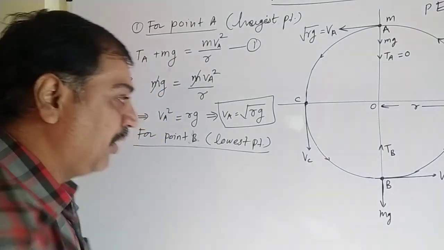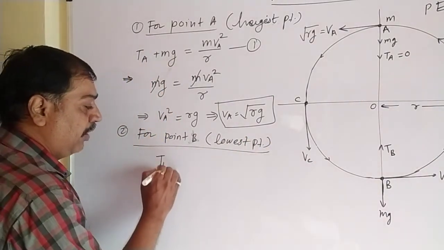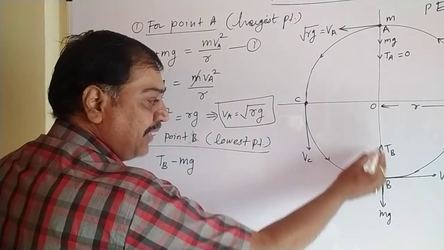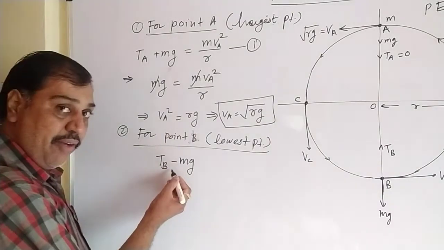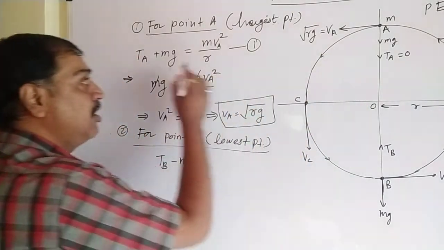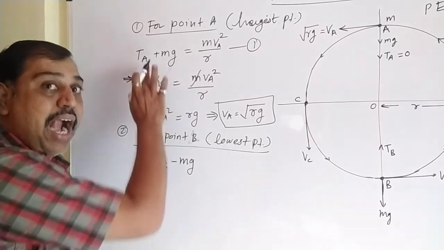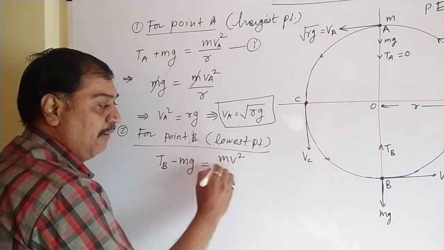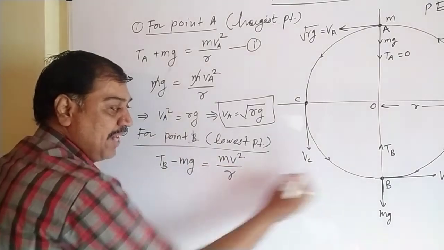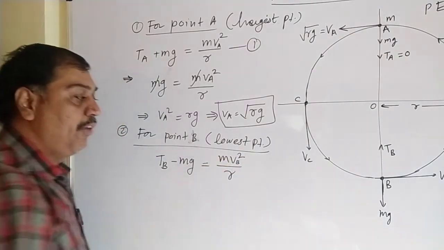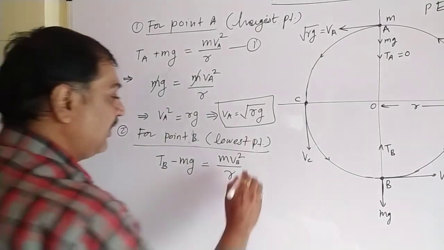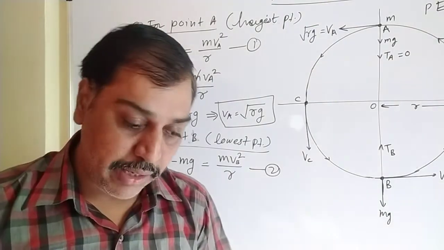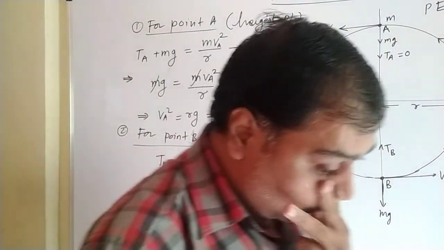So we can write a simple equation: TB, which is moving toward the origin, minus mg, which is moving in the downward direction. As they are moving in opposite directions, we have taken a minus sign. If they were moving in the same direction, we would have taken a plus, added together; here it is subtracted. Equal to what? mv square divided by r, and this velocity at B, so it is m into vb square divided by r. So we get this second equation for the position point B, the lowest position.